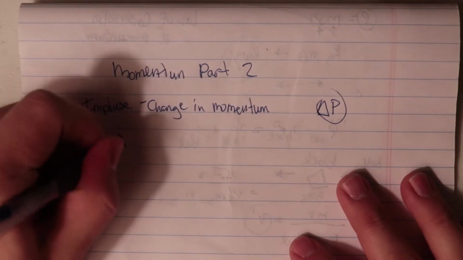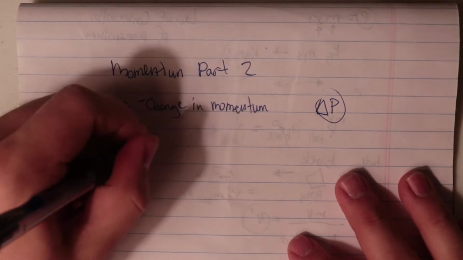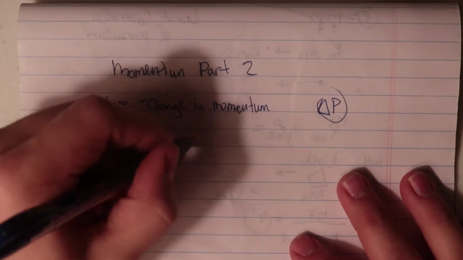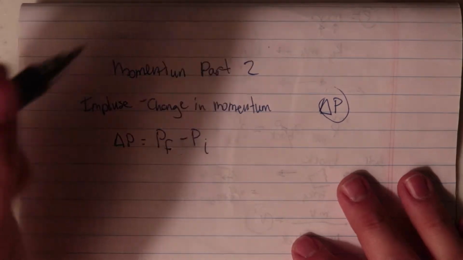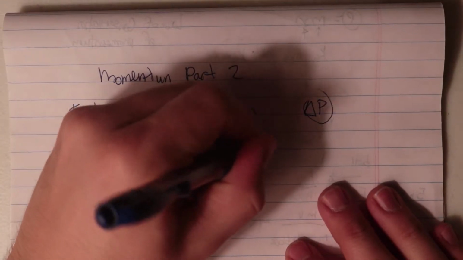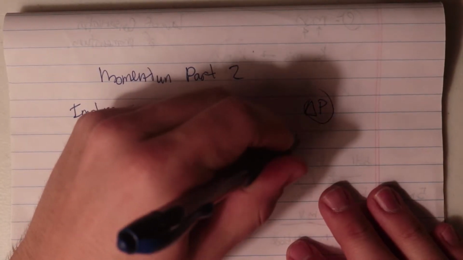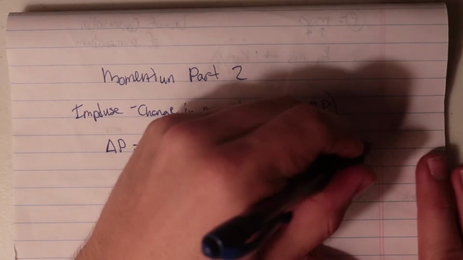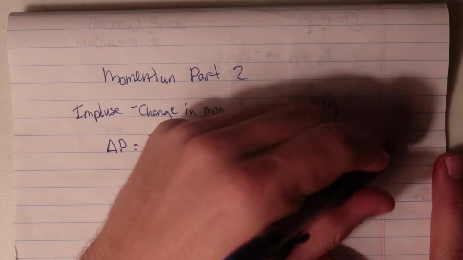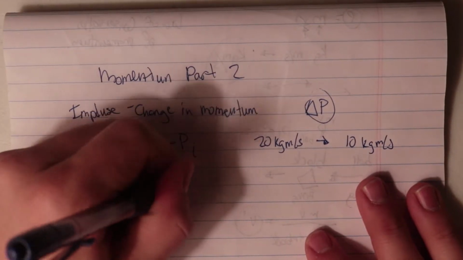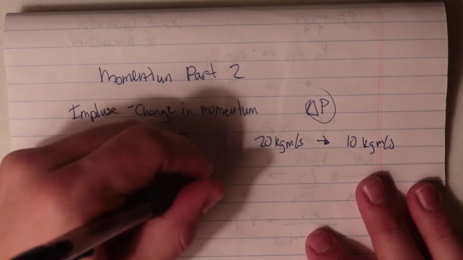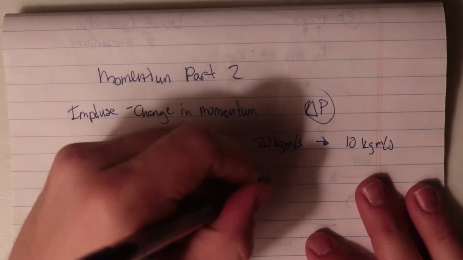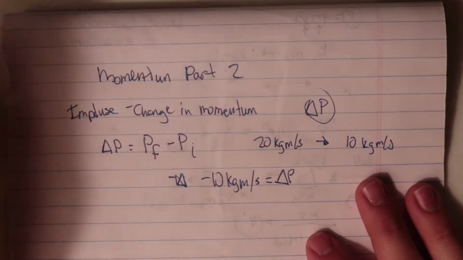One way to find the change in momentum is just to take the final momentum that we get, or PF, and subtract it from the initial momentum we started with. So if an object starts with 20 kilogram meters per second, and then it goes to 10 kilogram meters per second, well, then what happened? Well, we had a change of negative 10 kilogram meters per second, and that's going to be our delta P.